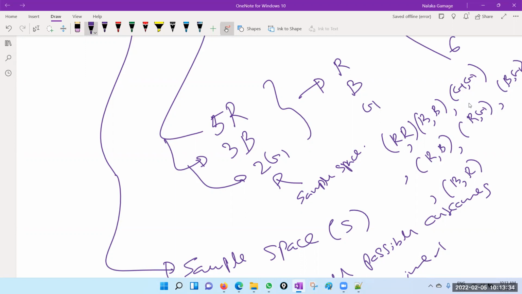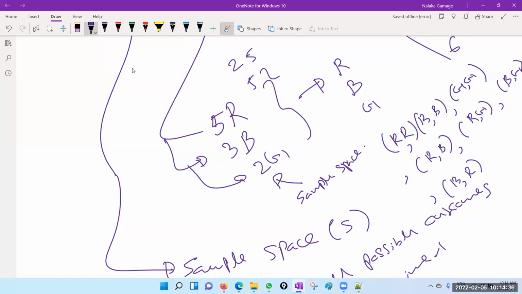Because it's a different outcome, right? First one is red, next one is blue. It's a different outcome. If order is important, red, blue, and blue, red is different outcomes. But if order is not important, yes, red, blue, and blue, red is the same thing. But actually, those are 2 different outcomes. Right? 2 different outcomes. The way you look at it, right?